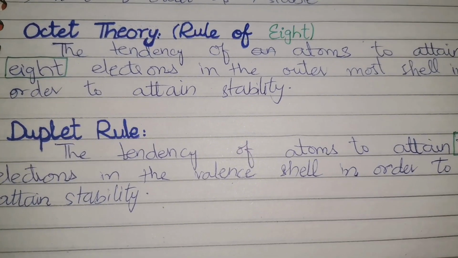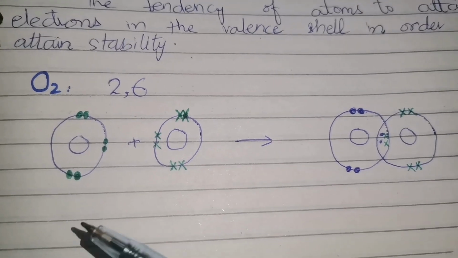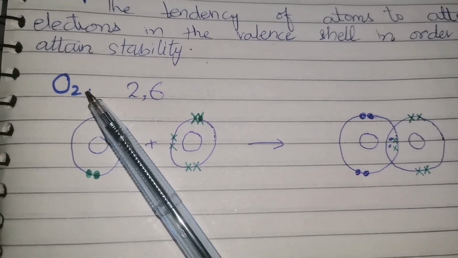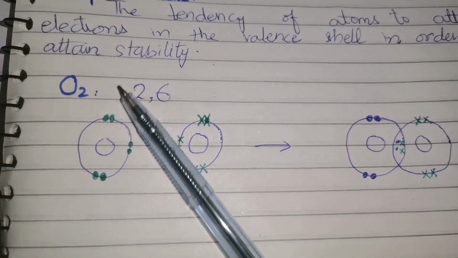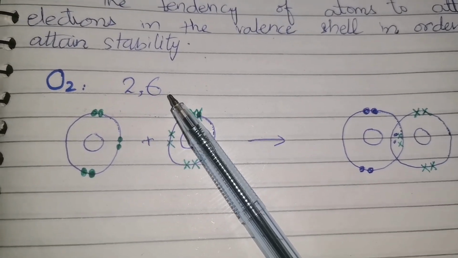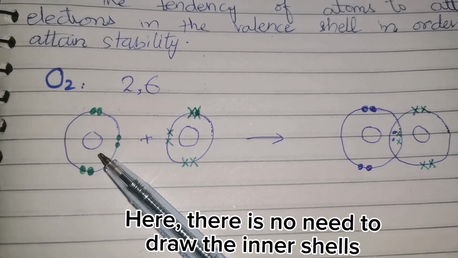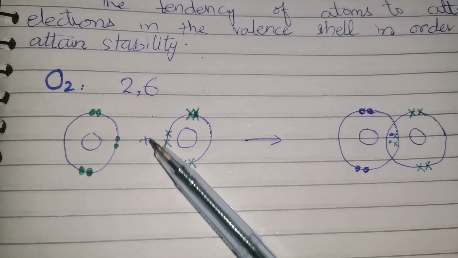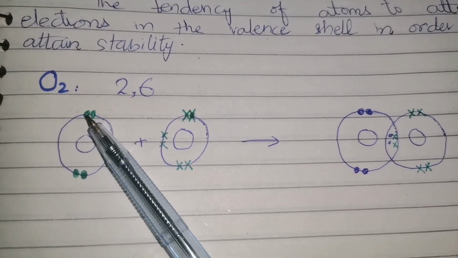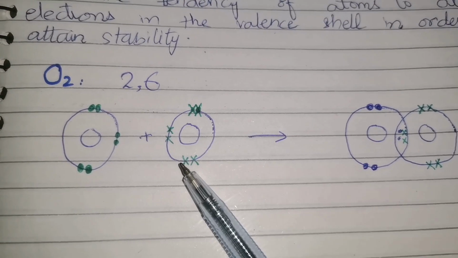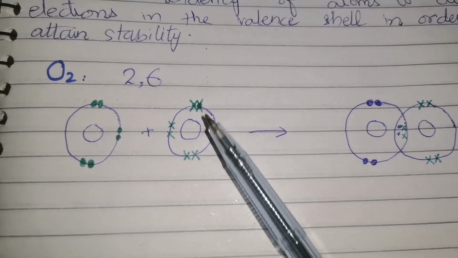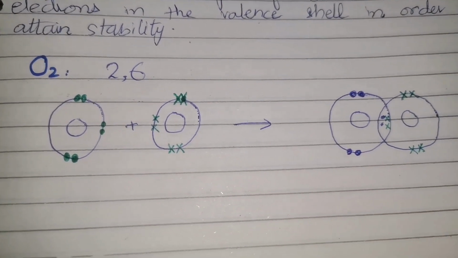Now let us discuss the examples. The first example that I am going to discuss with you is the oxygen molecule. When we write the electronic configuration of oxygen, we get to know that in the first shell we have 2 electrons and in the second we have 6 electrons. As the first shell does not participate in the bonding, we draw only the valence shell of both the oxygens. Each has 6 electrons in its valence shell. We will represent one oxygen's electrons with dots and the other with crosses for our own convenience.